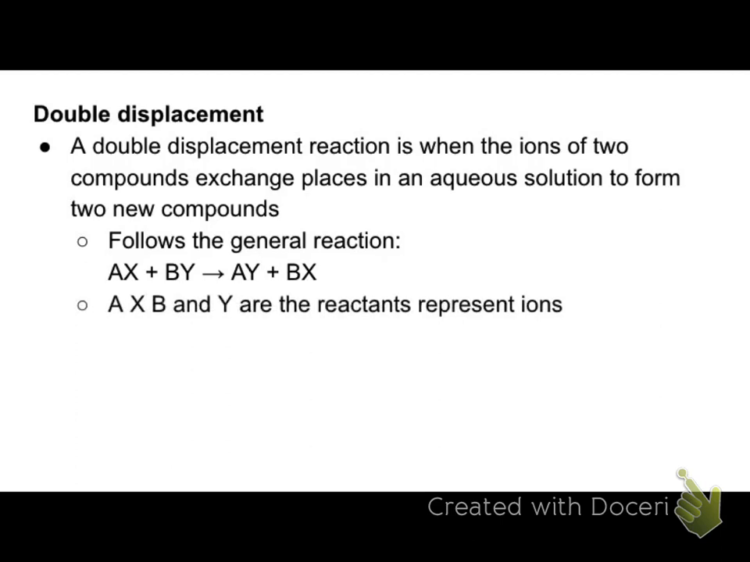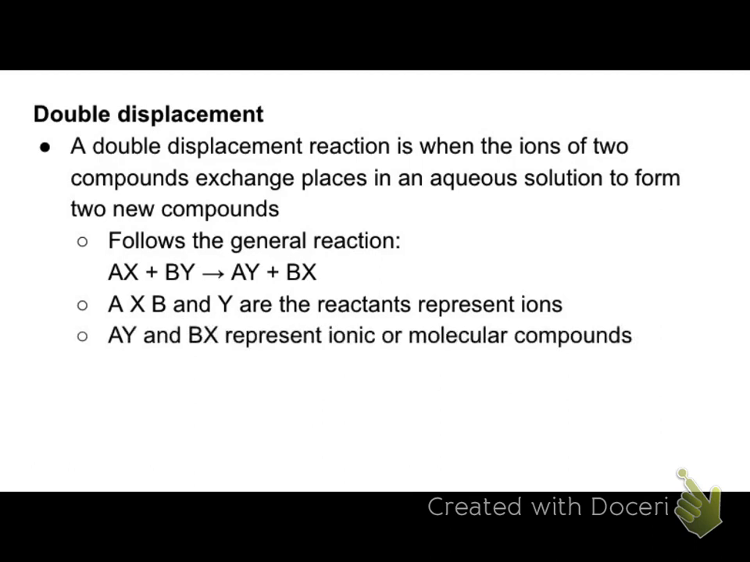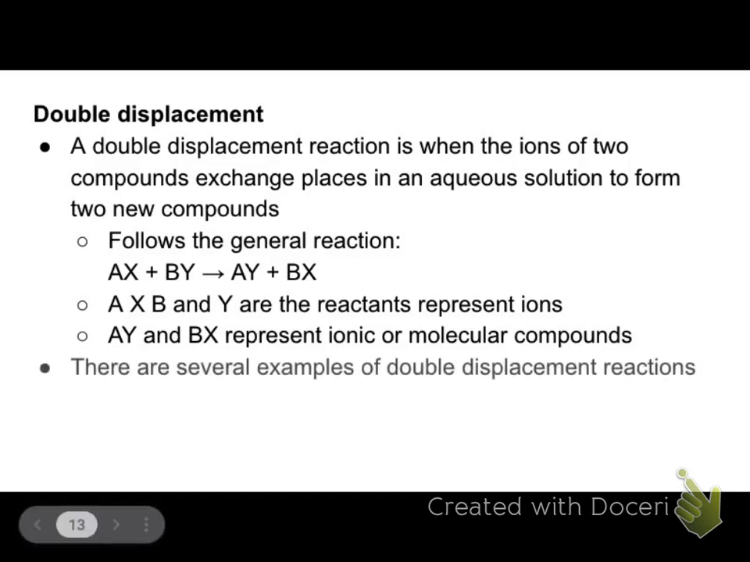A, X, B, and Y are the reactants, representing ions. So these letters just represent different ions. And then AY and BX are going to be ionic or molecular compounds that then are going to change into new compounds at the end. There are several examples of double displacement reactions, and we'll go through a few of those examples so you can see what this looks like in a real reaction. So let's look at one of those examples.